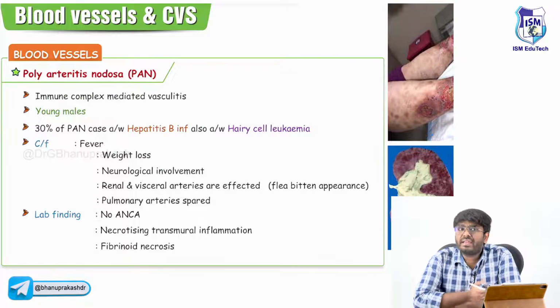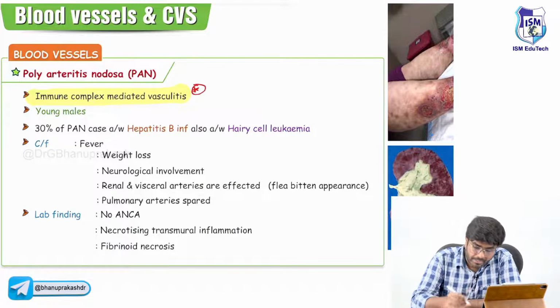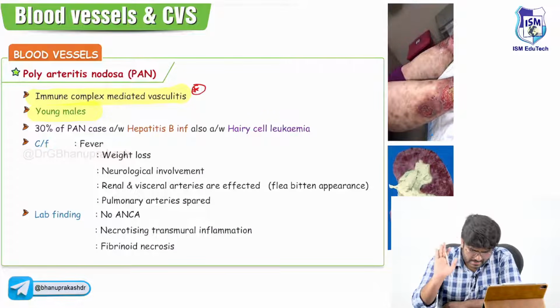Why it is occurring, we don't know the exact reason. Idiopathic. It's an immune complex mediated vasculitis. Seen in whom? Seen in males, young males. Not in females, I shouldn't say something like that. It's mainly seen in young males.